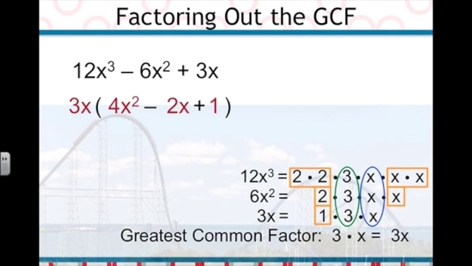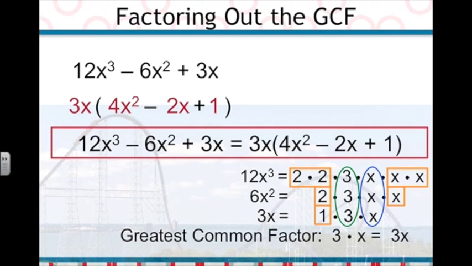So now we know our solution. 12x cubed minus 6x squared plus 3x equals 3x times the quantity 4x squared minus 2x plus 1. Remember, you can always check your answer by distributing the 3x back in.